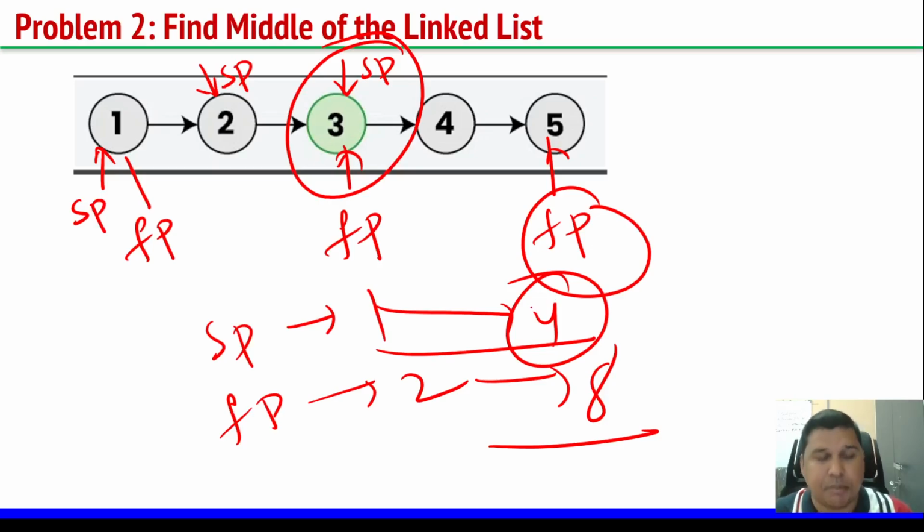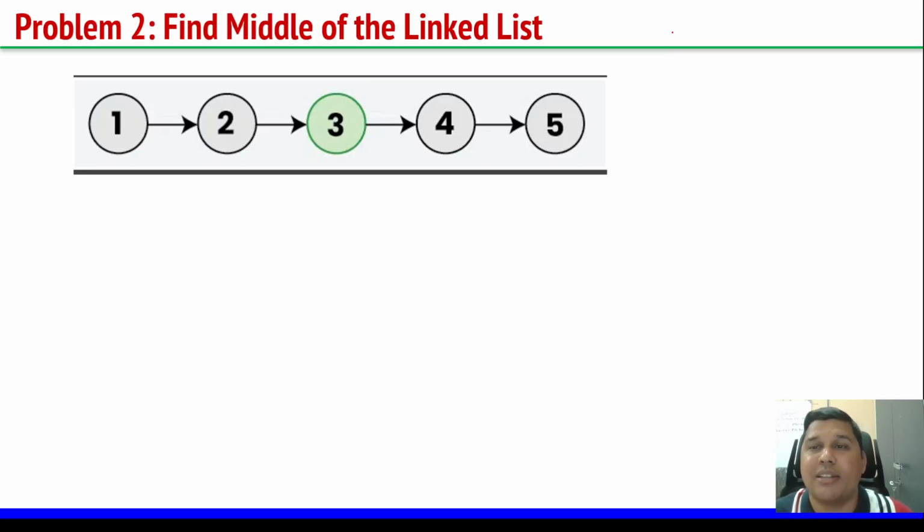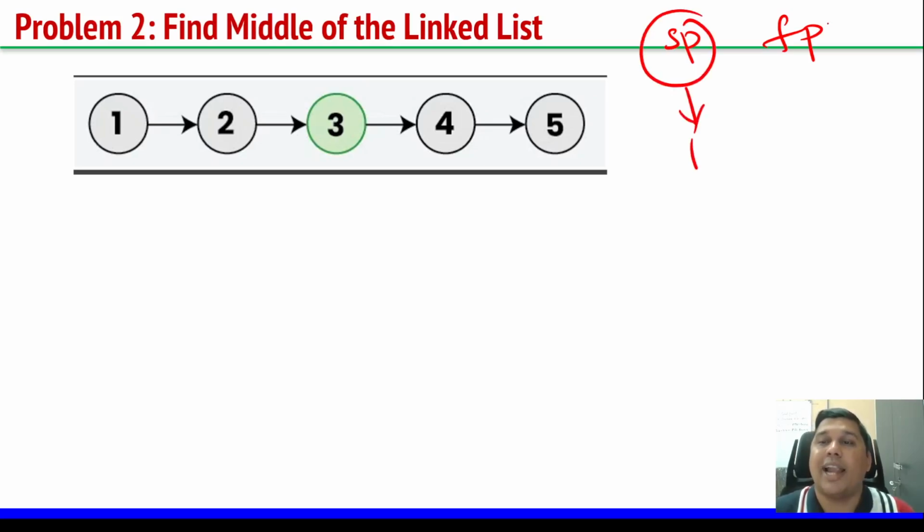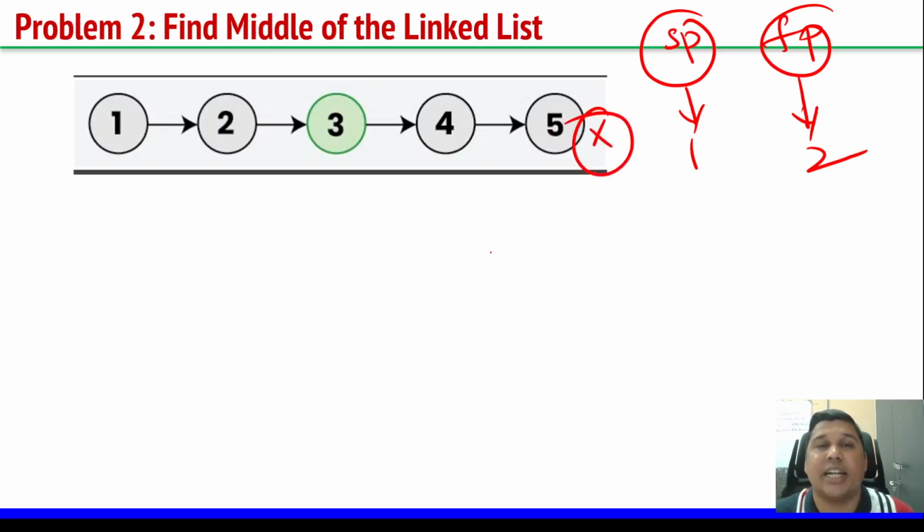Okay, same logic using 2 pointers, slow pointer and fast pointer. Always move the slow pointer 1 step and the fast pointer 2 steps. Till when should I repeat this? Till the fast pointer contains null, or the fast pointer's next contains null. Till that you have to iterate. Once it is there, you stop.